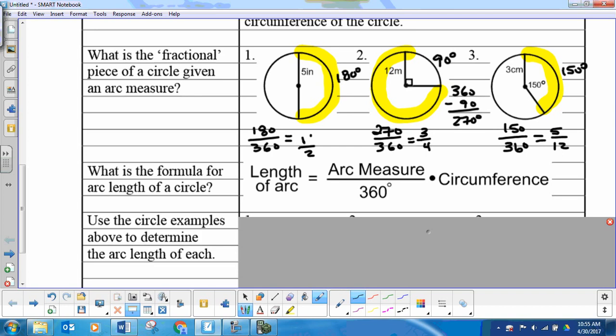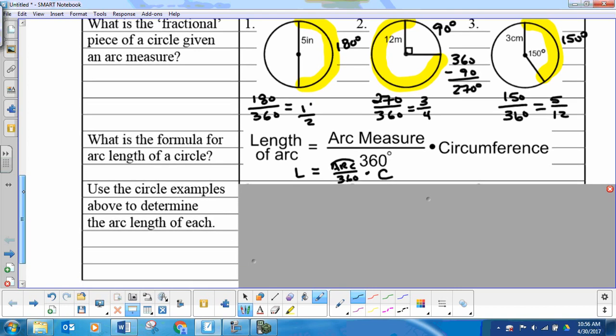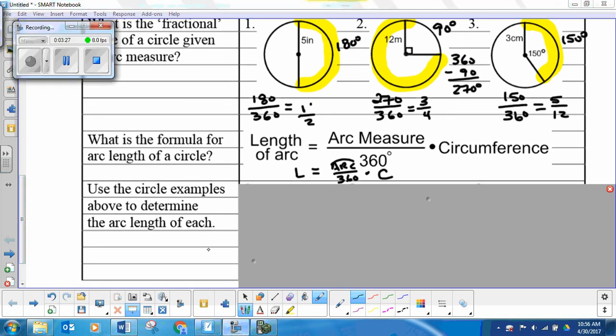The length of the arc, remember, just the straight line distance, for lack of a better term, the distance a little bug might crawl all the way from here to here. We call that arc length, and it's going to be equal to the arc measure divided by 360, multiplied by the circumference, which we know to be C above. Go ahead and pause the video, make sure you have all that written down, and then come back.